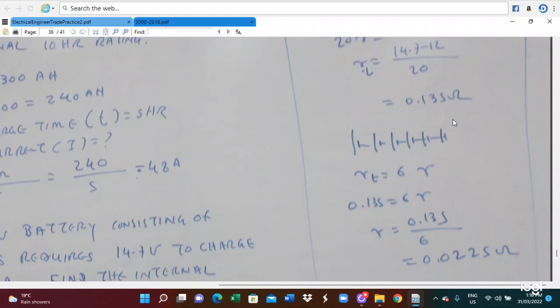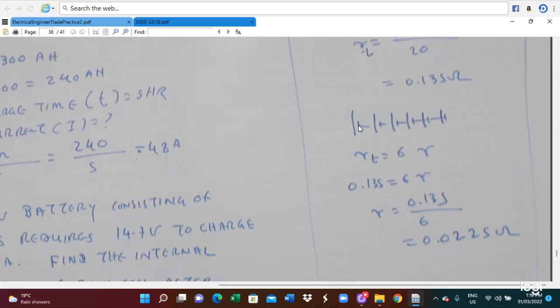So all the batteries being charged are connected in series, with RT 0.135, so we have to find the internal resistance of each. So RT equals 6 multiplied by R, 0.135 equals 6R, so R is 0.135 by 6, and you get 0.0225 ohm.